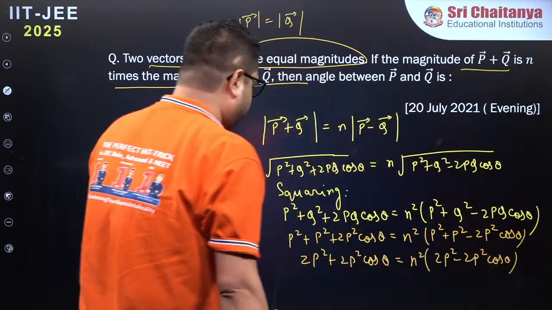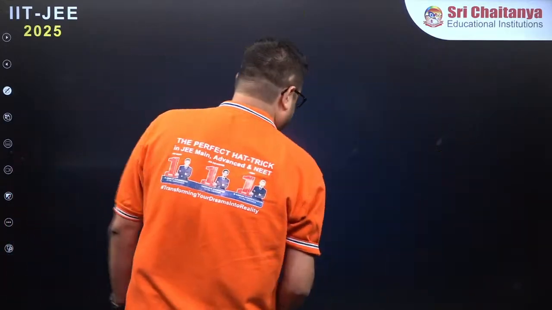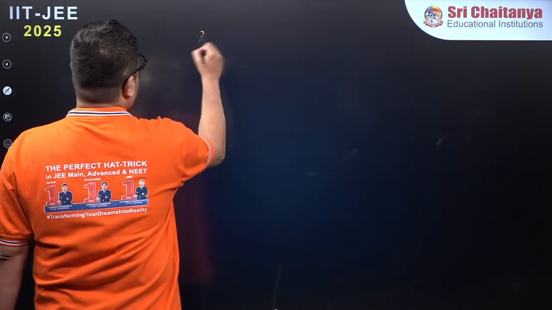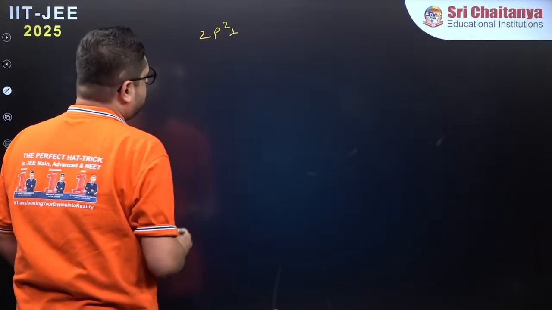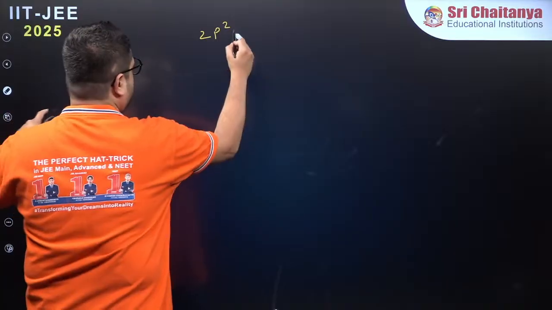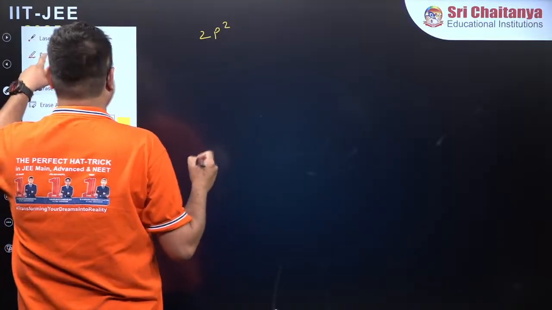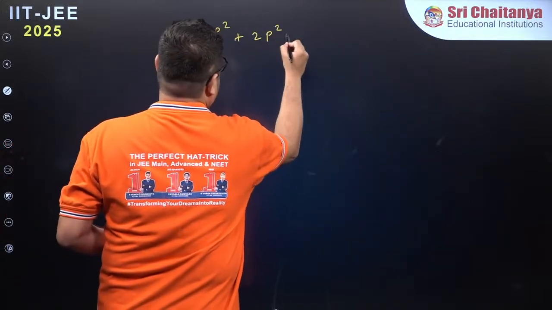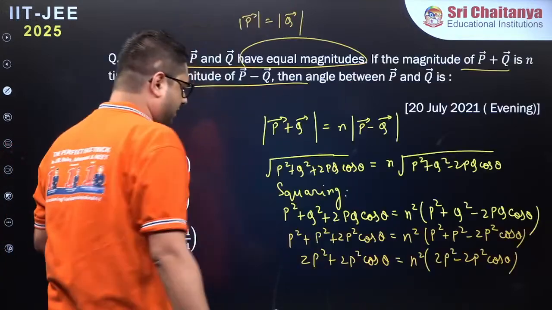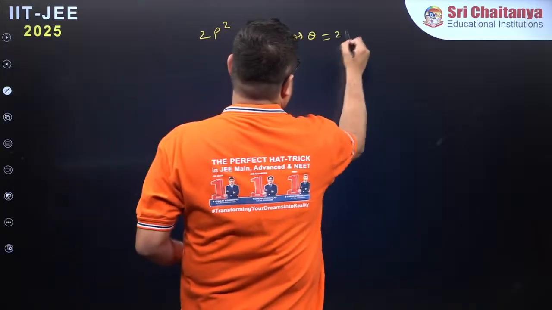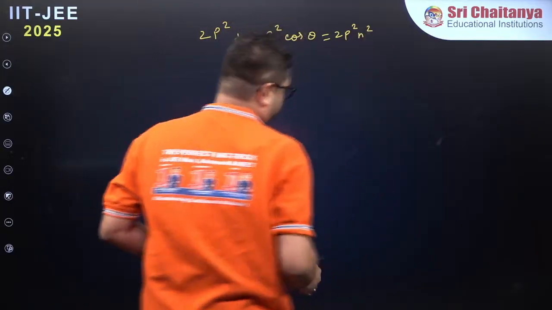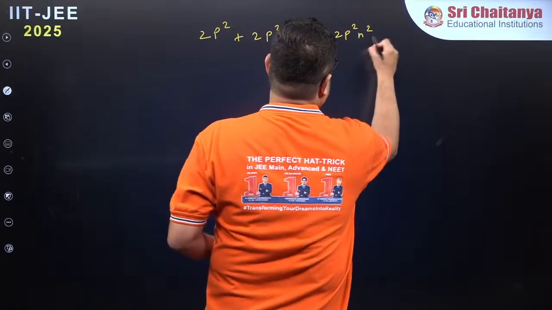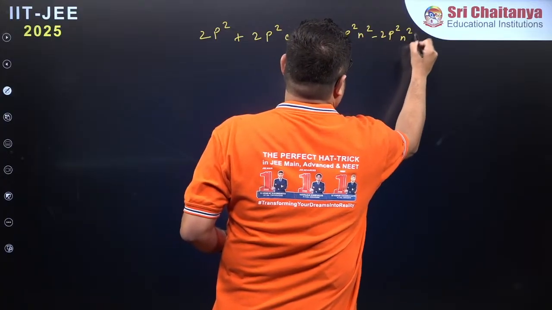So now what we have to do in this case, you can expand this expression a bit. So it is going to be 2P square plus 2P square cosine theta, equivalent to 2P square n square. Let's incorporate this n square inside, minus 2P square n square cosine of theta.